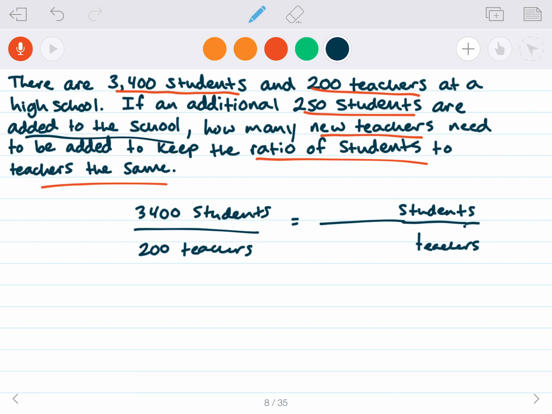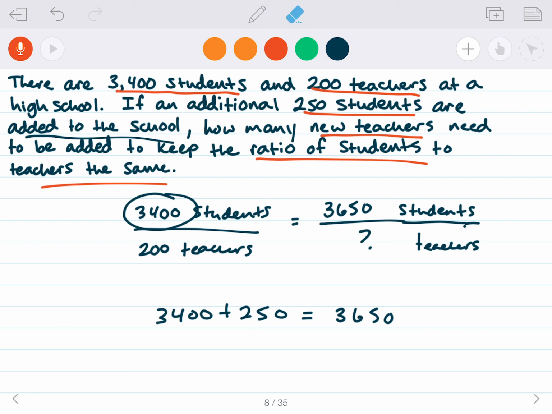Okay, so the second sentence says, if an additional 250 students are added to the school. So we have to take the students that we had and add 250 to get the new amount of students, which is 3,650. And our question is, how many teachers does this amount to? Okay, so let's go ahead and solve this. I'm going to first start by getting rid of the units, just because they're kind of in the way. So we have 3,400 divided by 200 equals 3,650 divided by question mark.